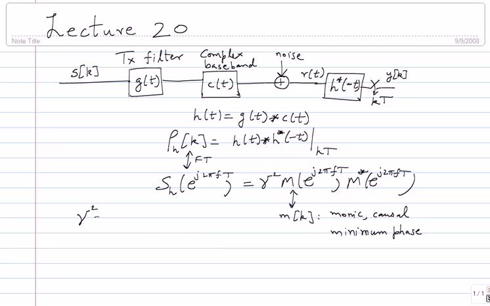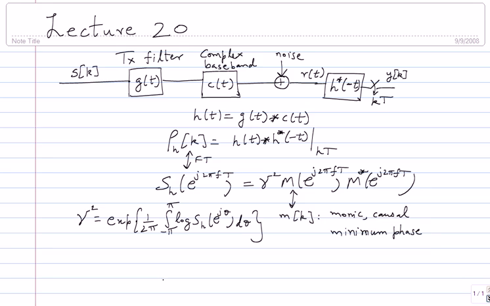Gamma square, if you write it down, will work out to exp of 1 by 2 pi integral from minus pi to pi of log S_h of e power j theta d theta. Okay, so this is the formula for gamma squared. So it will work out like that.